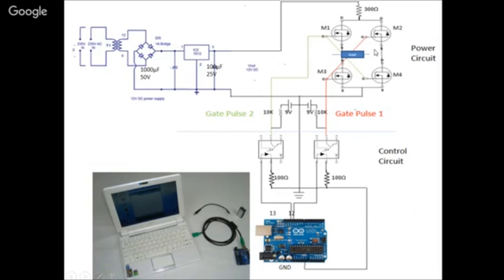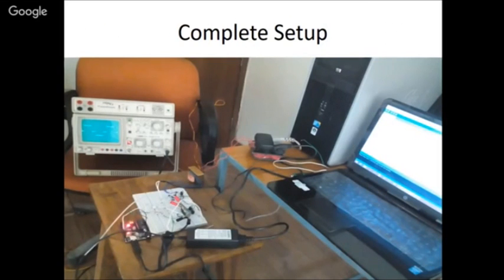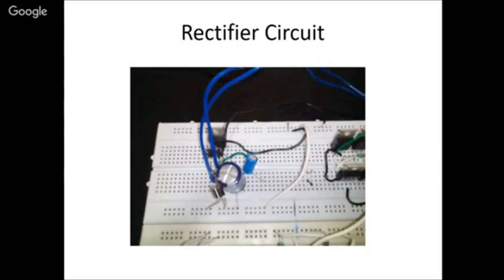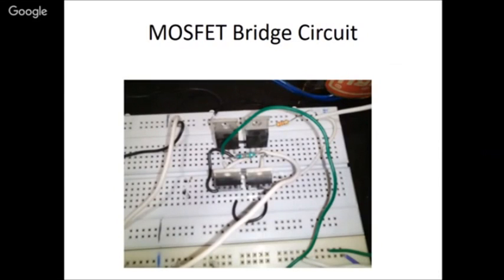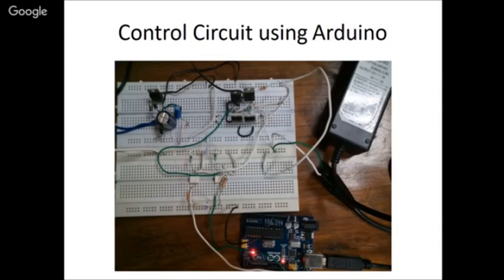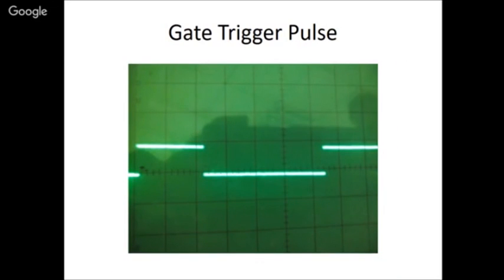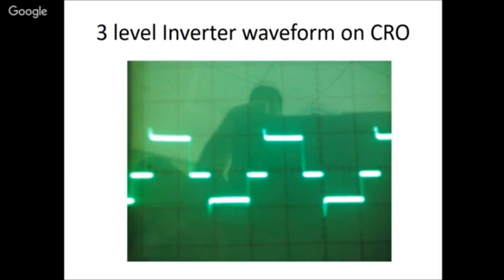This circuit which I showed you, the same thing, hardware was also done. This was the complete setup which we did in the lab. This was the rectifier. This was the MOSFET bridge circuit. This was the overall Arduino circuit. So the triggering pulses were generated, observed in the CRO, and this was the output we got. So we gave DC input.